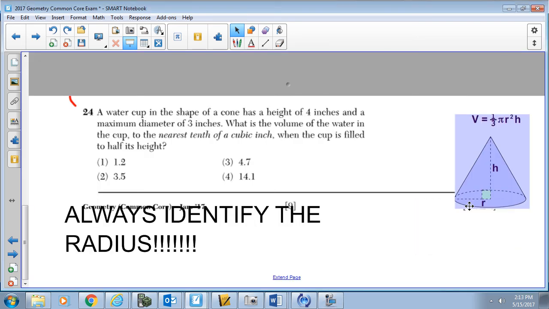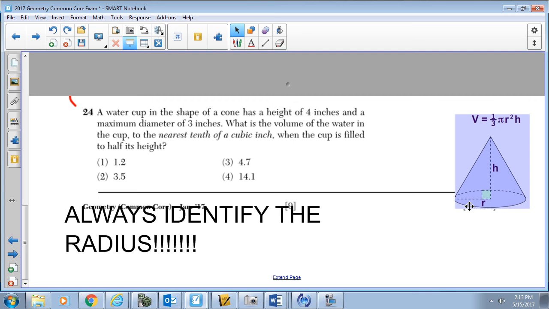All right, we're going to look at number 24. It's kind of tricky, but we'll go through it. It says a water cup in the shape of a cone has a height of 4 inches and a maximum diameter. Maximum, that means the greatest diameter it could have is 3 inches. What is the volume of the water in the cup to the nearest tenth of a cubic inch when the cup is filled to half of its height?